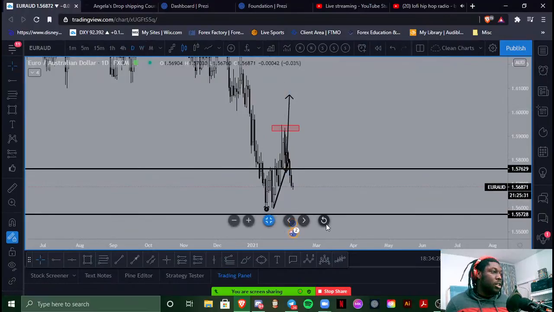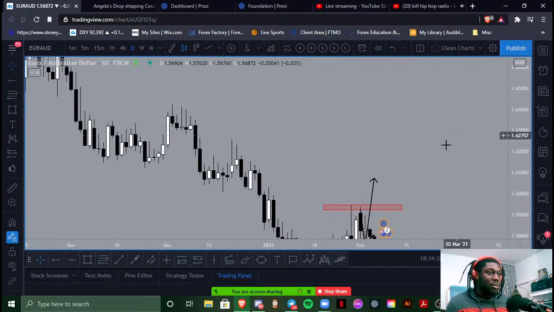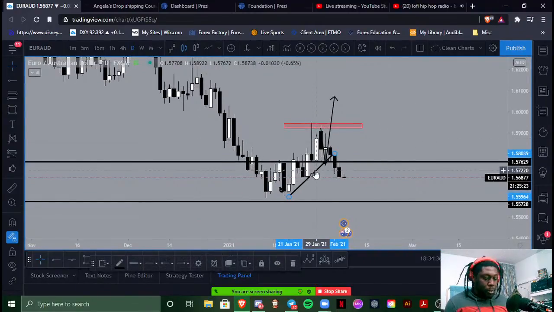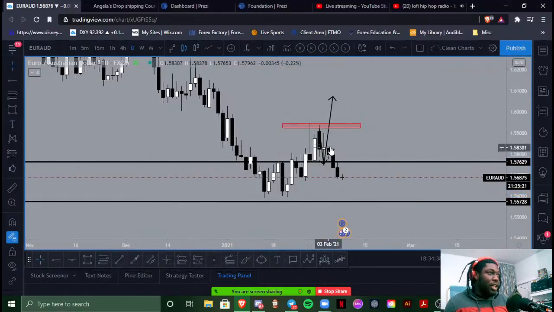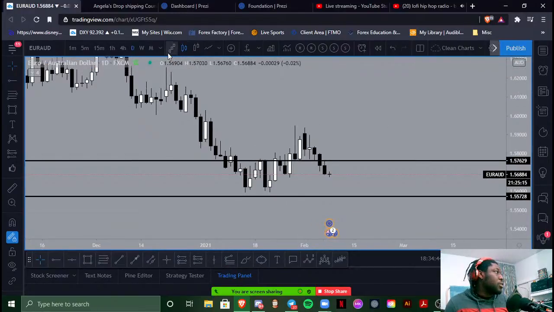EURAUD. What's been cooking? Even dropping while AUDUSD's been dropping too. Alright, so first and foremost, gonna get rid of all this. I didn't really trade EA last week either. Rejected off that high nicely though, if I do see so myself.